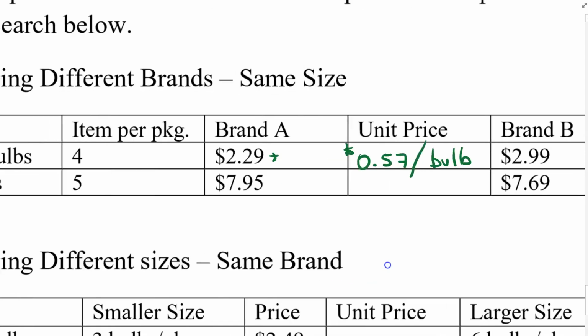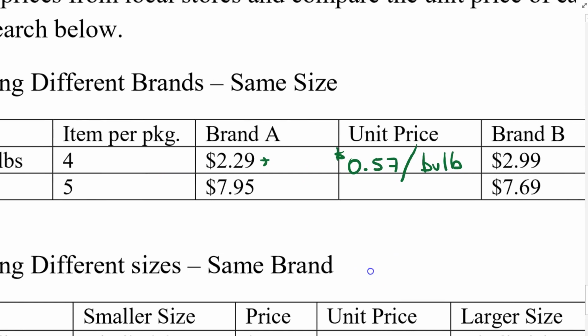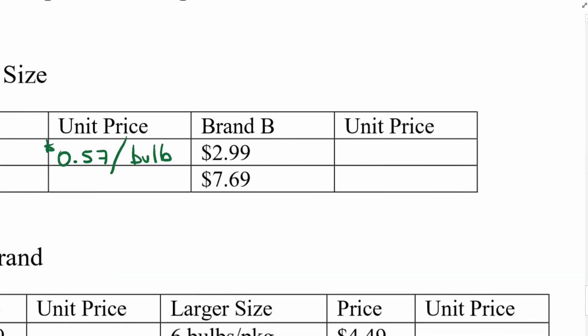Brand B, it's the same, it's 4 again. So in this case, I'm going to type in $2.99 divided by 4, and I get 0.7475. So in this case, I look and I say, hey, that's closer to 75 cents because this number here is a 5 or larger. 7 is larger than 5. So I'm going to change this to 75 cents per bulb.